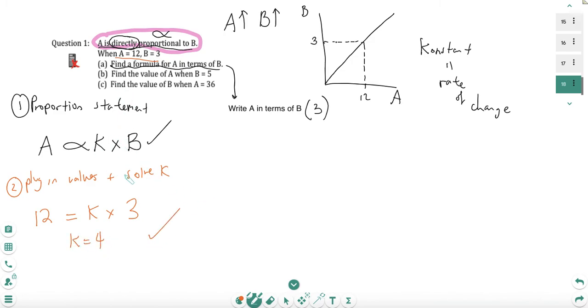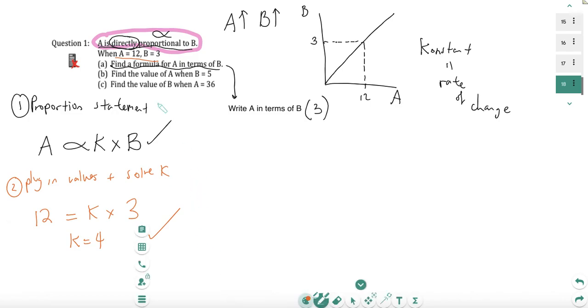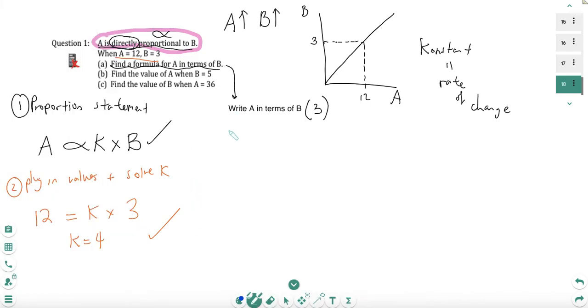We found K. Step 3 is the equation. What we're going to do is go back to part 1, and pretty much rewrite it in terms of an equation. So we're going to write A. Since it's an equation, we're going to replace the fish sign with equals. We know K is 4 from here, and times B. And that's the final answer for part A.